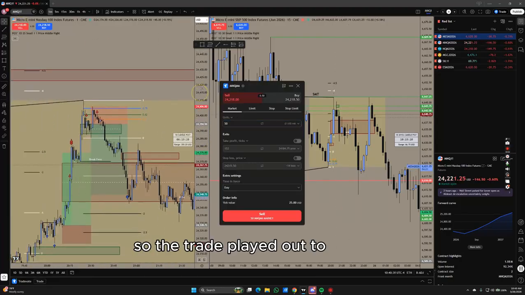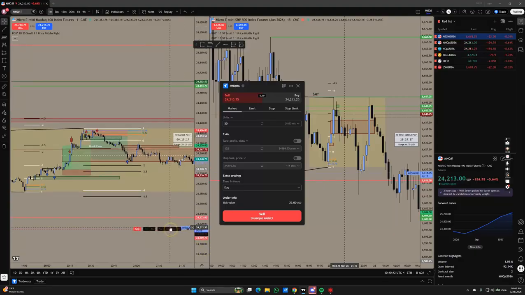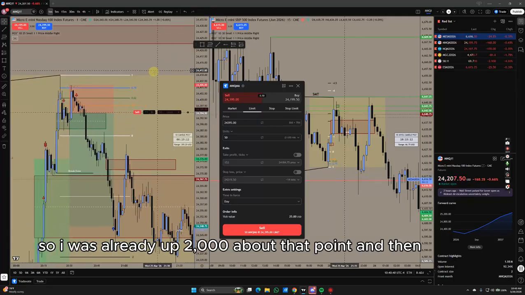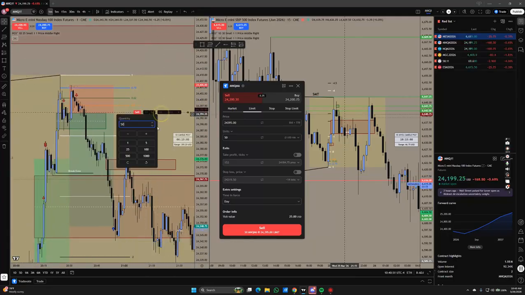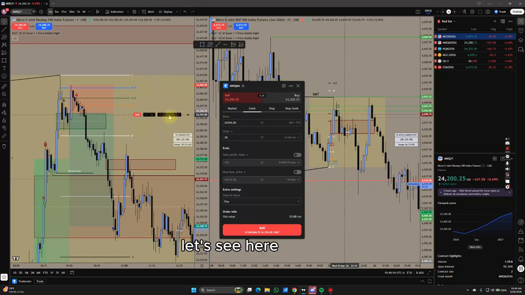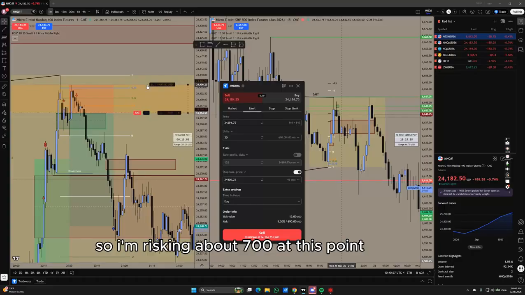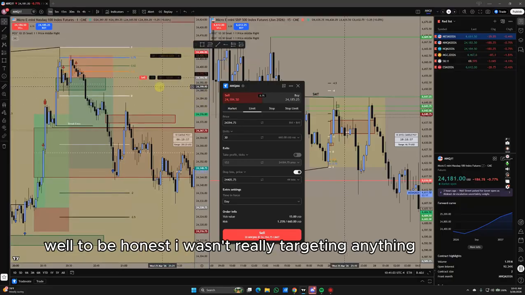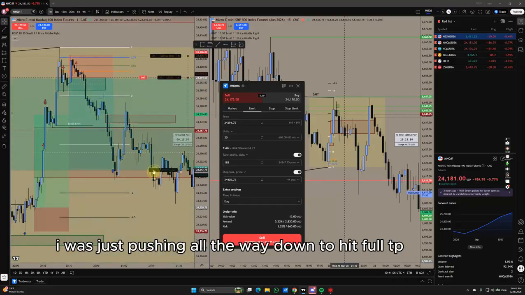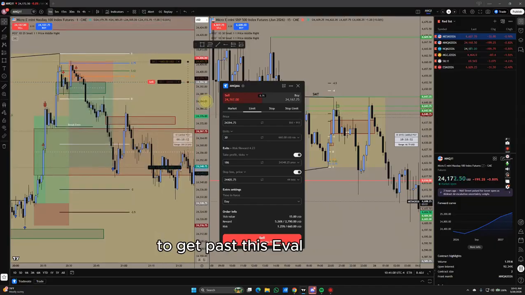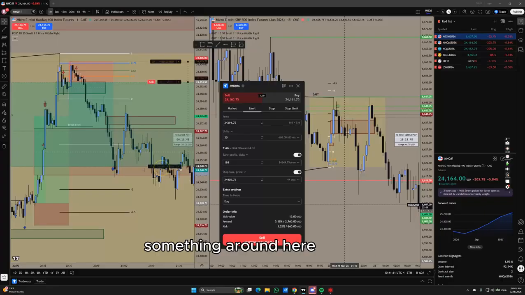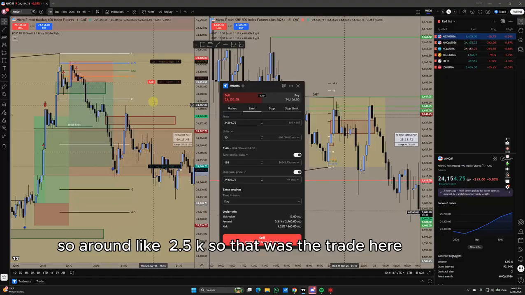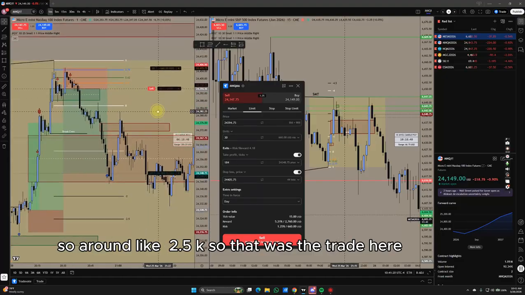Mitigated my stop loss, and then entry was basically around something like here. So the trade played out to, let's see. So I was already up about 2,000 at that point, and then, let's see here. So I'm risking about 700 at this point, and I'm targeting, well, to be honest, I wasn't really targeting anything. I was just pushing all the way down to hit full TP to get past this eval. So something around here. So around like 2.5K. So that was the trade here.